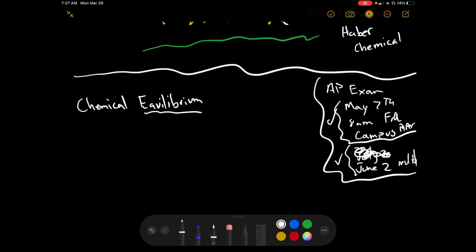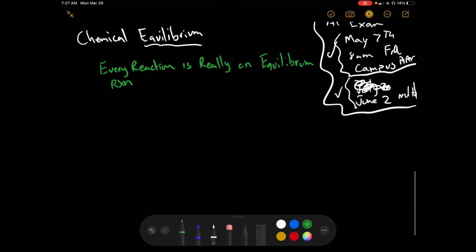Let me say, first of all, that every reaction is really an equilibrium reaction. Every reaction. Now, that doesn't make any sense because most of the time in chemistry, we use a simple concept of equilibrium, or simple concept of reactions that kind of go like this.